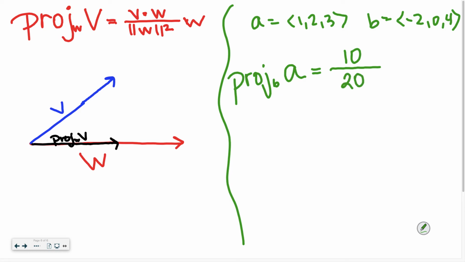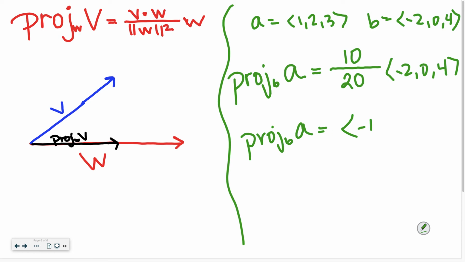Good choice. And then we're going to multiply that to which vector? B. So the projection of A onto B is going to be the vector negative 1, 0, 2. I didn't even know that was going to happen. That's nice, isn't it? This is epic. Okay. So we're going to take a little brain break.